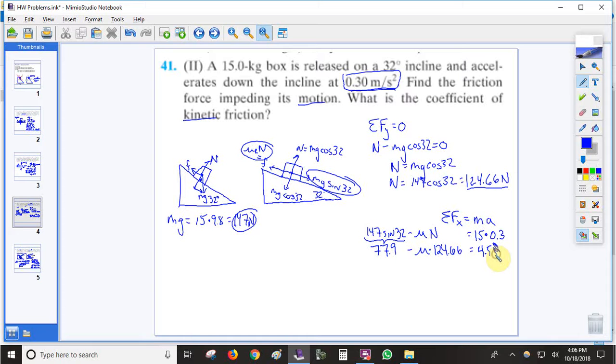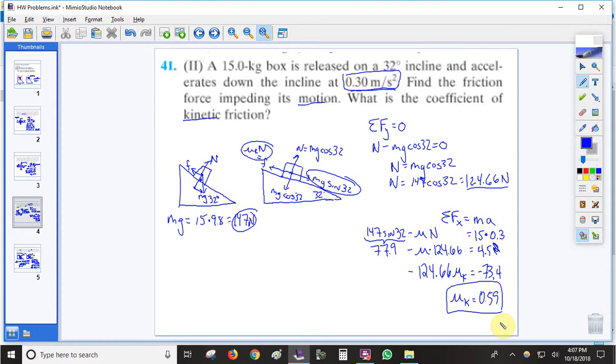So now we basically have a two-step equation here. We have 4.5 on the right-hand side of the equation there. We're going to subtract 77.9, which means that this is negative 124.66 mu sub k equals negative 73.4. Divide that by negative 124.66, and you get mu sub k equals 0.59.